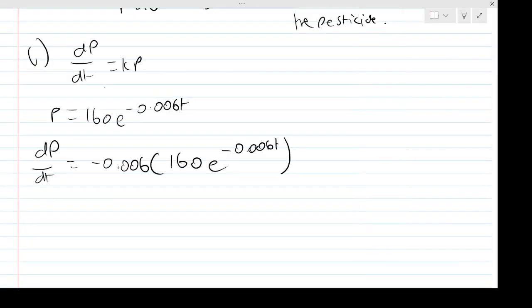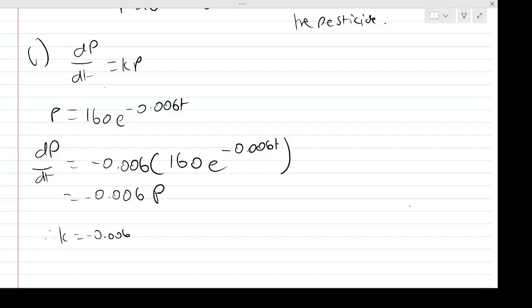And actually, I don't think we should simplify this, because notice it wants the answer as a multiple of p. That's my k. But actually observe that this bit is just p, so we can say that this is minus 0.006 of p. So actually, therefore, k is just minus 0.006.